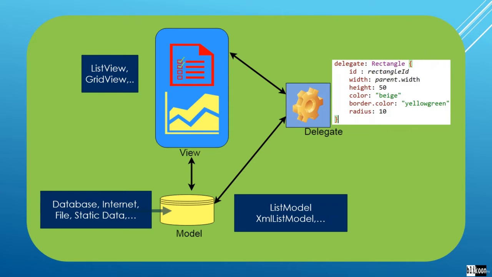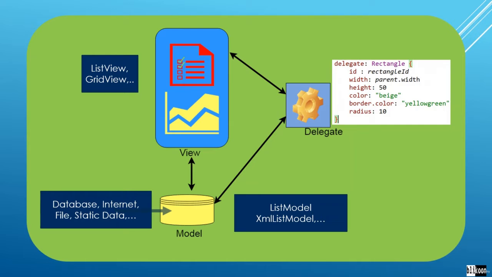One thing you need to understand is that the data that goes in your model can really come from anywhere. It can come from the database, the internet. It can come from a file that you are storing on your drive. It can come from static data that you type in your QML code. And a model gives you a common interface that you can use to abstract the real source of data away so that it can be used by many components.